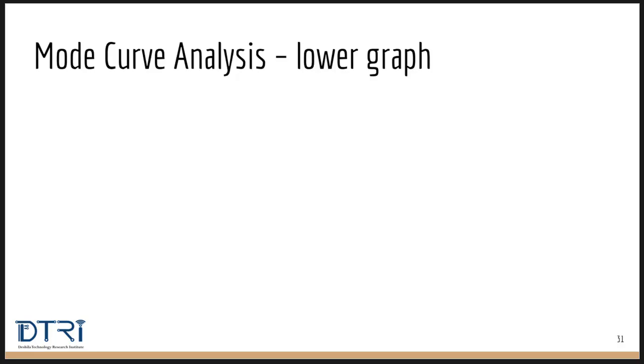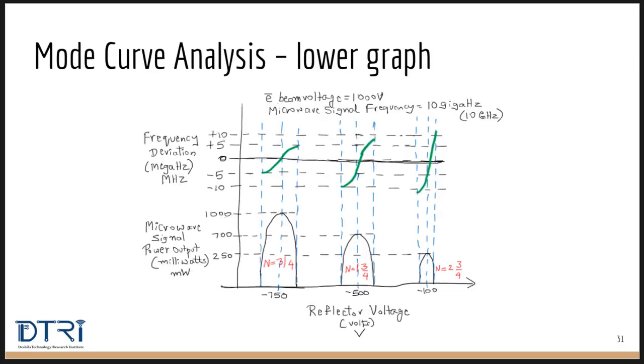Let us continue our discussion on the lower graph. Look at the graph from left to right. Now clearly the modes have lower modes. This is a lower mode. This is n equal to 3/4. This is n equal to 1/3. This is n equal to 2/3. So the lower modes have higher output power. So this is a lower mode, n equal to 3/4, but the power is higher. See here, the power is higher.